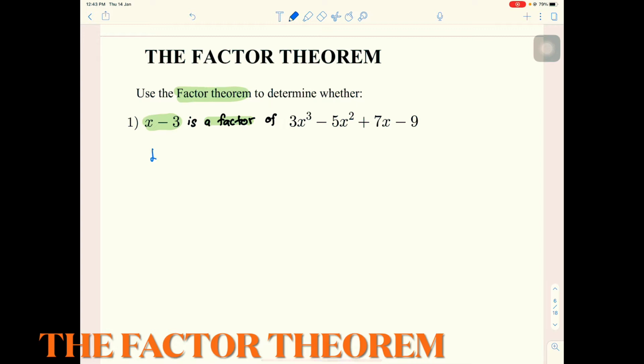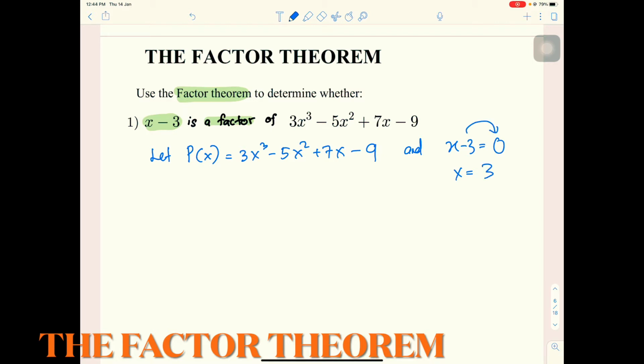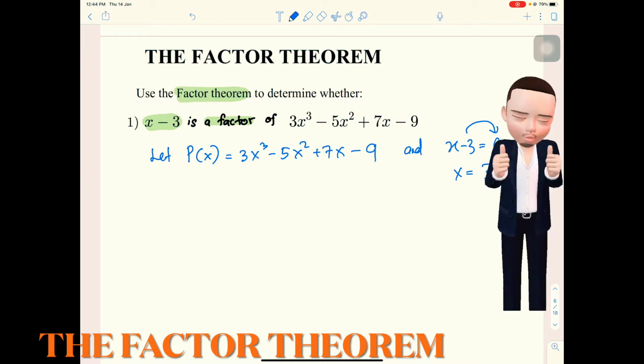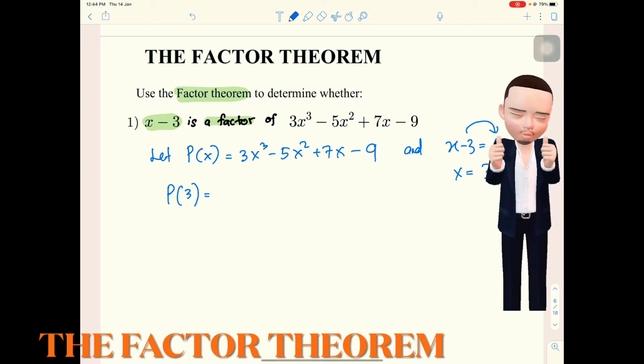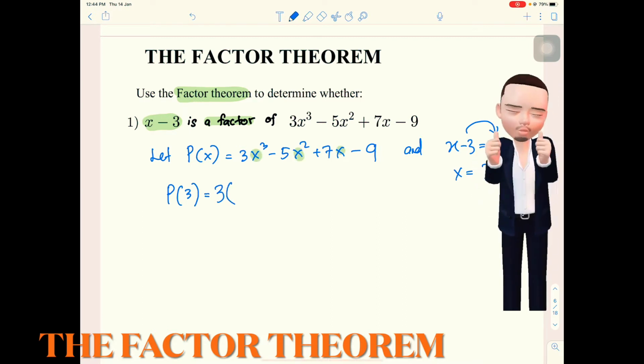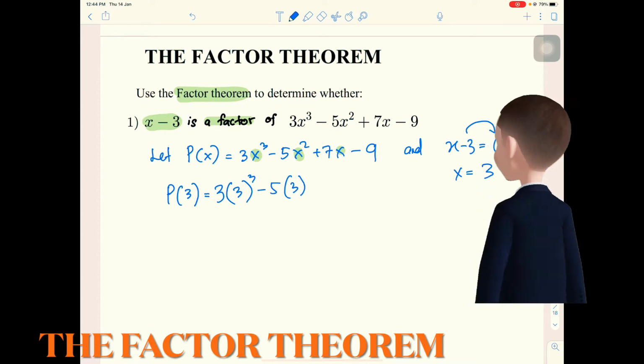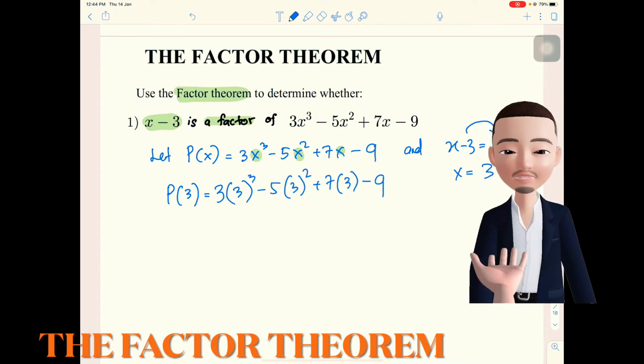Step 1. Let p(x) equals 3x cubed minus 5x squared plus 7x minus 9. And as we know, if x minus 3 is a factor, that means x minus 3 equals 0. So the value of x equals 3 if you bring negative 3 to the right hand side. Then let x equal 3 and substitute into the x terms in the polynomial. So it becomes 3 times 3 to the power of 3 minus 5 times 3 squared plus 7 times 3 minus 9.